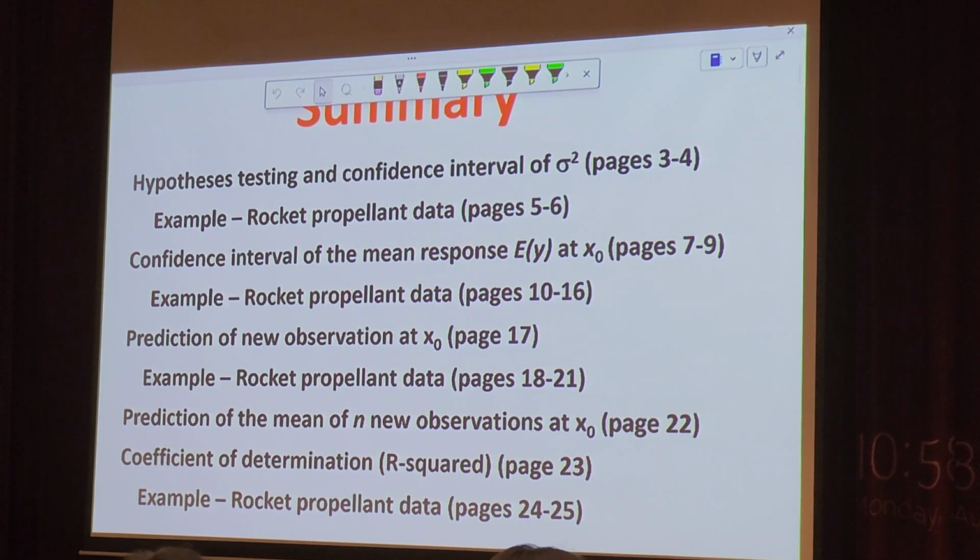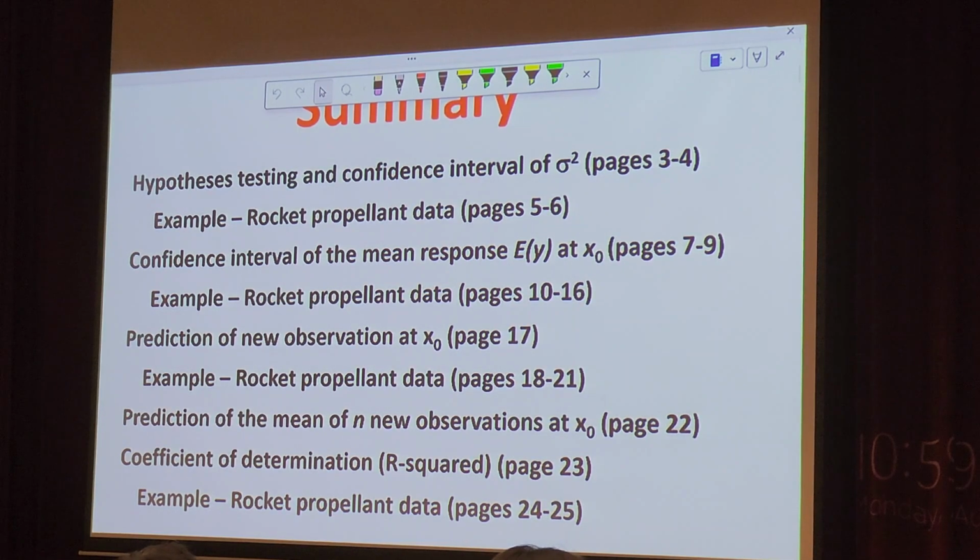Okay, thank you. Now, next I'd like to talk about testing and confidence interval for sigma squared. And then I want to talk about confidence interval for the mean response at a particular regressor value, prediction. One main purpose of regression is to do prediction. If we have an X, you don't know what the Y is until you measure it, so you can use the model to predict. And then the coefficient of determination.